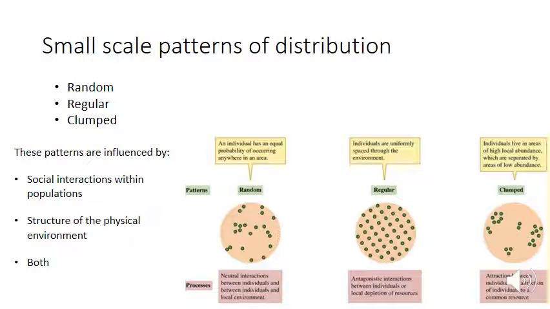In terms of elements of the physical environment, random and regular distributions might come about if there's a relatively even distribution of resources, or, particularly in the case of regular distributions, if there's generally a shortage of resources across the landscape, and so individuals are spreading out in order to maximize their utility of that resource. And finally, clumped distributions might occur because some resource, like water or food, that the animals require is itself clumped and not distributed evenly across the environment.